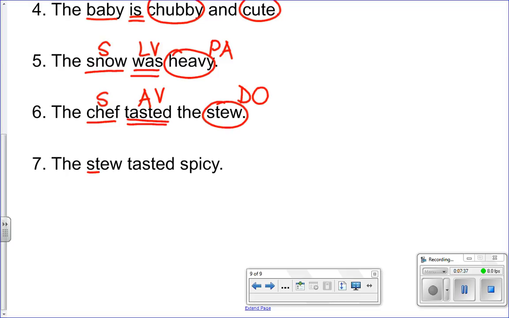Number 7, stew is our subject. Tasted is our verb. The stew is not physically tasting anything, so this one's not an action verb, but you can say the stew was spicy, which means this is a linking verb. If we have a linking verb, we need to check for complements. Spicy is an adjective, so we label that a predicate adjective.